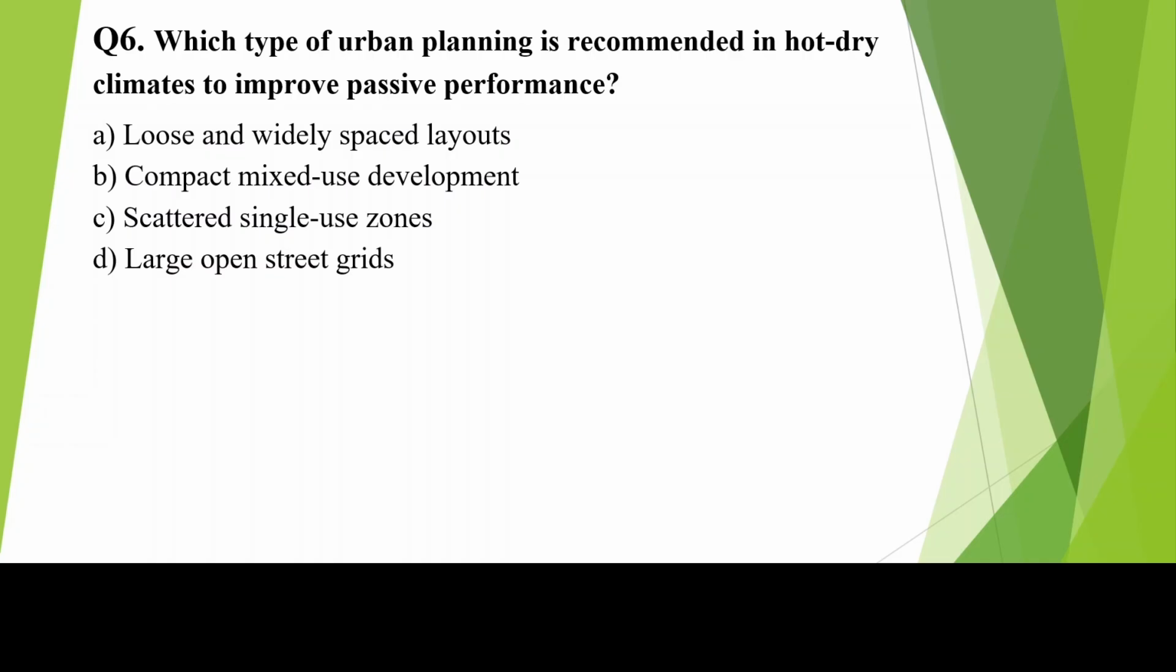Urban planning is recommended in hot and dry climate to improve the passive performance because compact, dense, or mixed use layouts maximize the mutual shading, reduce the transport needs, and improve the walkability as well. So it is ideal for the hot and dry climate conditions area. So all of you are correct.